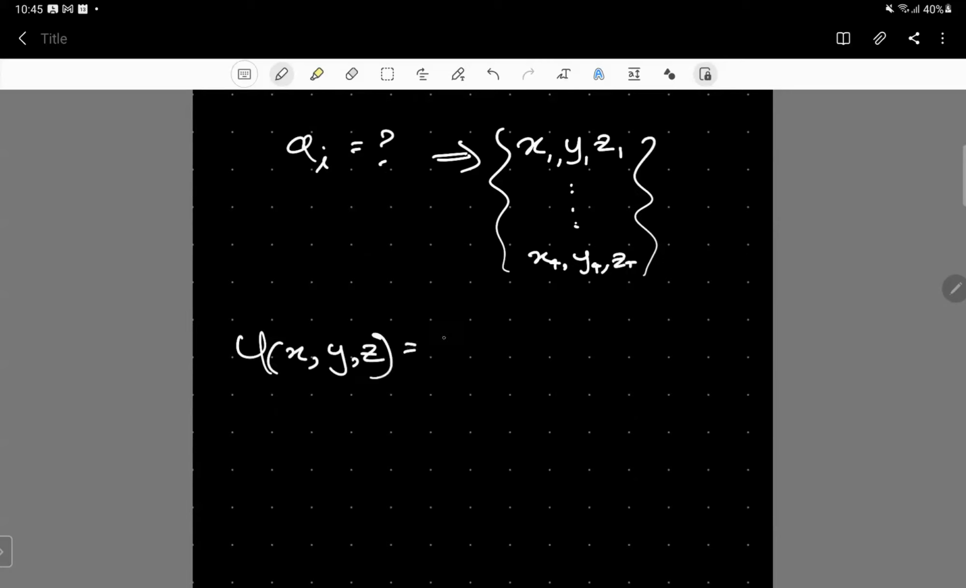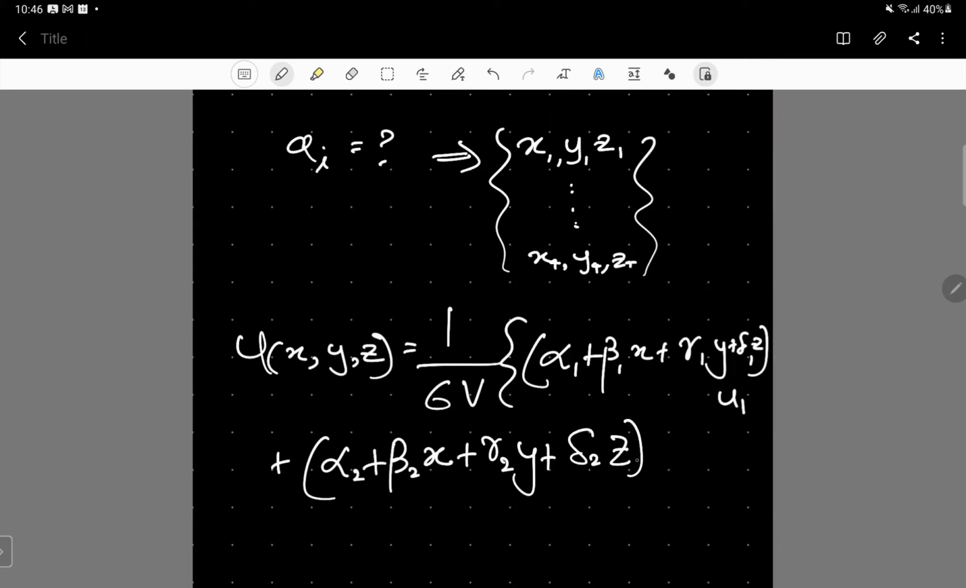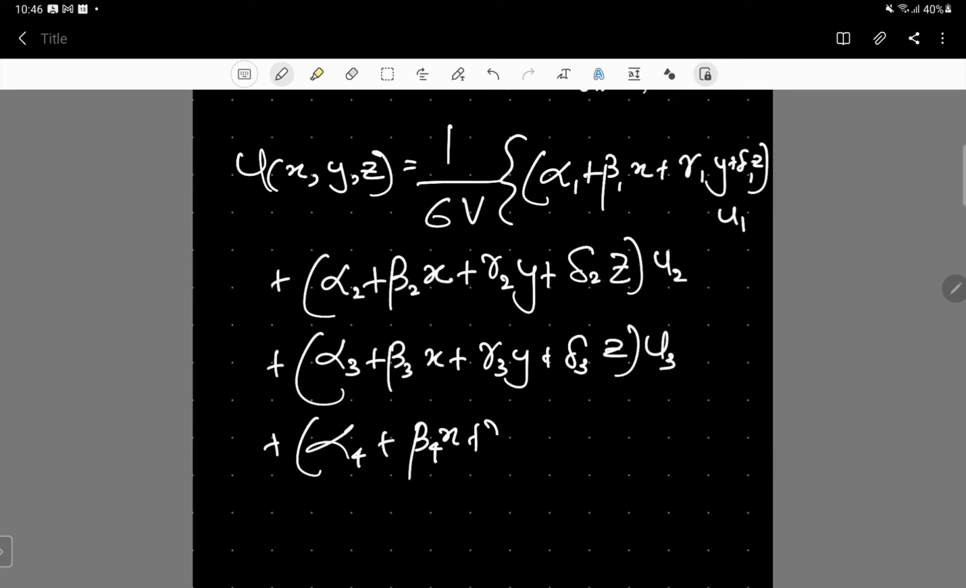For the U function, you would get, where V now corresponds to the volume of the element, certain factors which we need to introduce, just like in the previous cases: alpha 1, beta 1 x, gamma 1 y, and of course now there will be an additional term, delta 1 z, times u1, plus alpha 2, beta 2 x, gamma 2 y, delta 2 z times u2, alpha 3, beta 3 x, gamma 3 y, delta 3 z times u3, alpha 4, beta 4, gamma 4, delta 4, times u4.